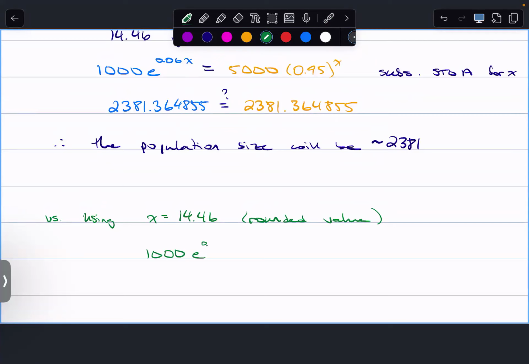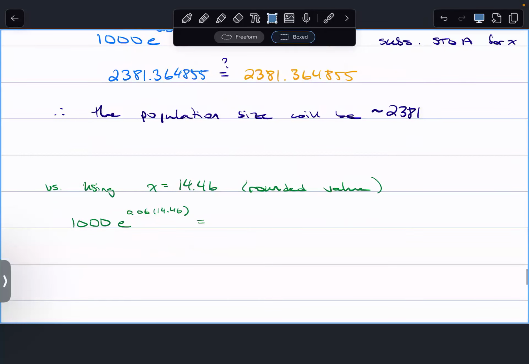1000 e to the 0.06 times 14.46. Make sure you know where your E button is. E to the power of 0.06 times 14.46 times 1000. I get essentially 2381.1891 36.